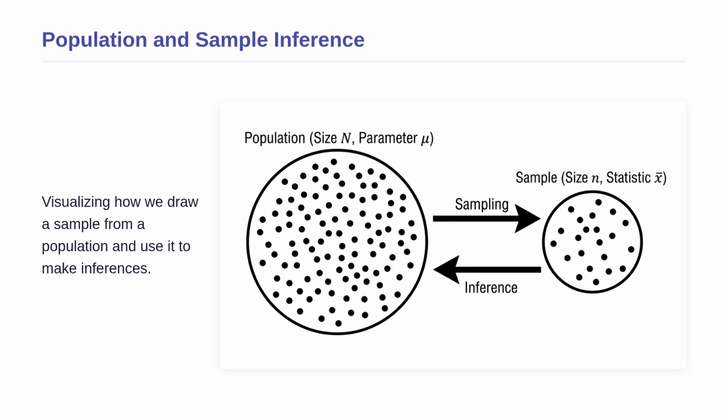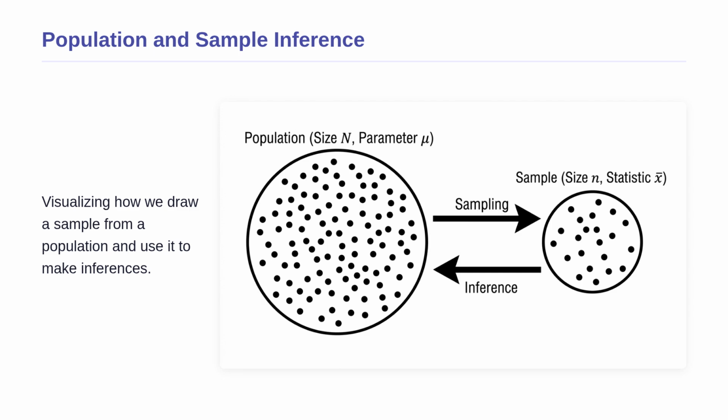To tie all these concepts together, here we have a visual representation of the entire process we have been discussing. On the left, you see a large circle filled with many dots. This is our statistical population, with its total size, capital N, and its true parameter, mu. Because it is too large to measure completely, we follow the top arrow to extract a smaller subset, shown as the smaller circle on the right. This is our sample, with size lowercase n and statistic x bar.